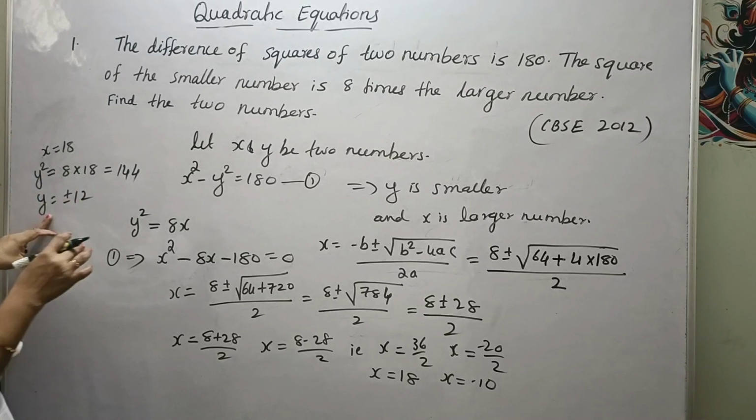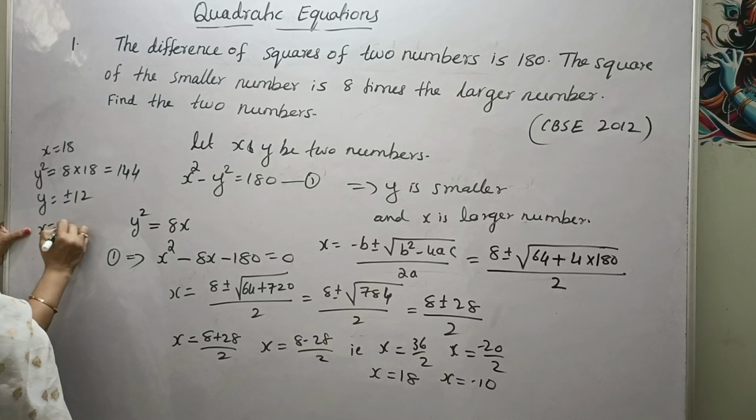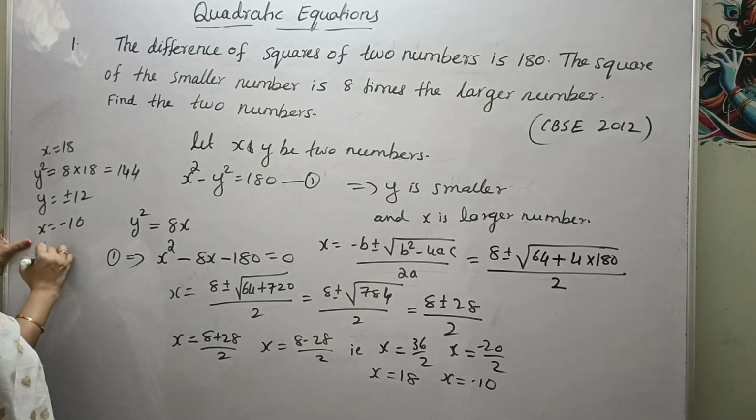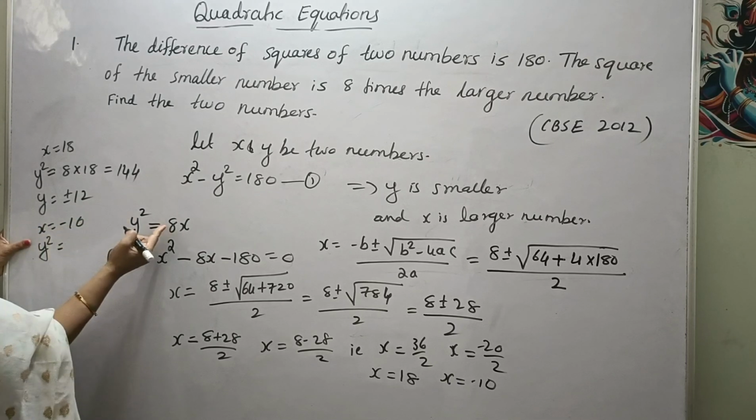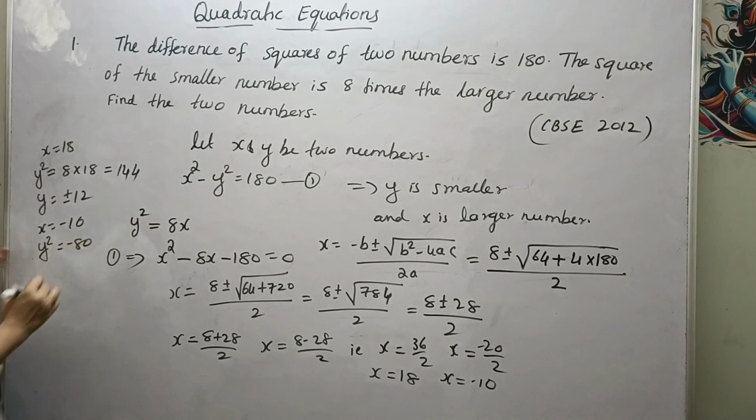So here it is given, okay, x is equal to 18, then y is equal to plus or minus 12. And if x is equal to minus 10, then y square is equal to 8 into minus 10, that is minus 80.